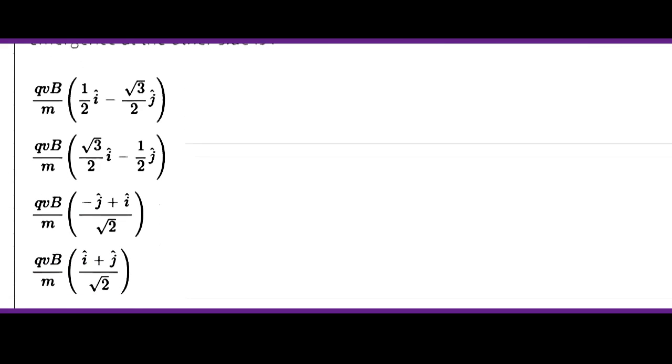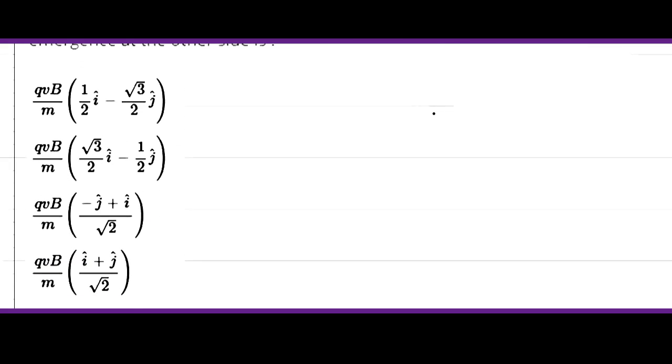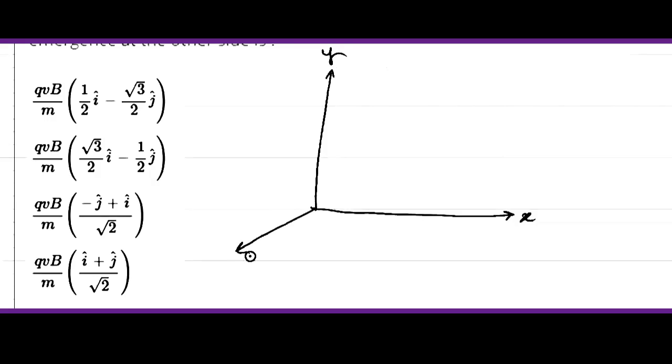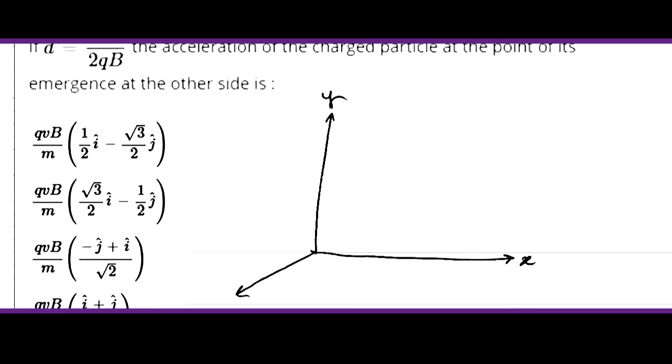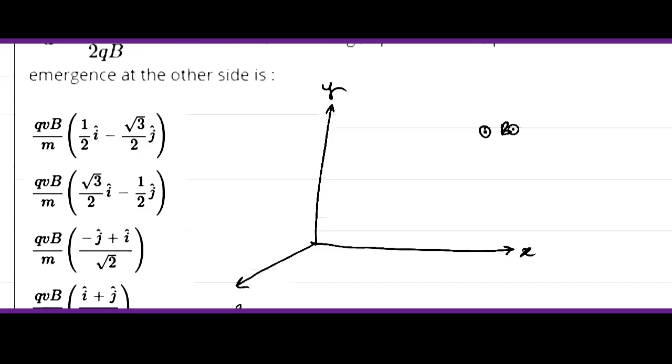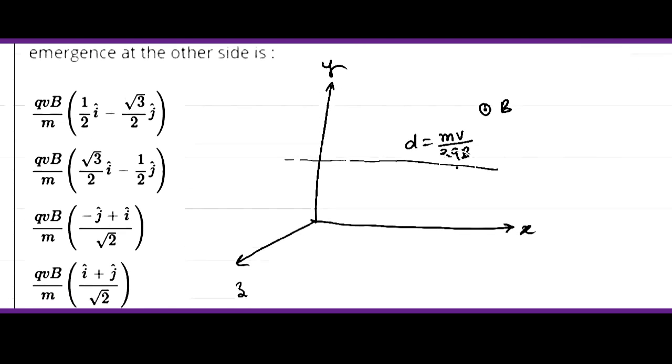So let us understand the question first. So it is given that from y equals to 0 to y equals to d, there exists a magnetic field. So let us draw the x and y axis first. So this is the x axis and this is the y axis and this is z axis. So along z axis there is a magnetic field B k cap. So I will write with. Now from y equals to 0 to y equals to d, there exists a magnetic field, B, and this D is equals to mv by 2qB, right? So this will be the value of D.